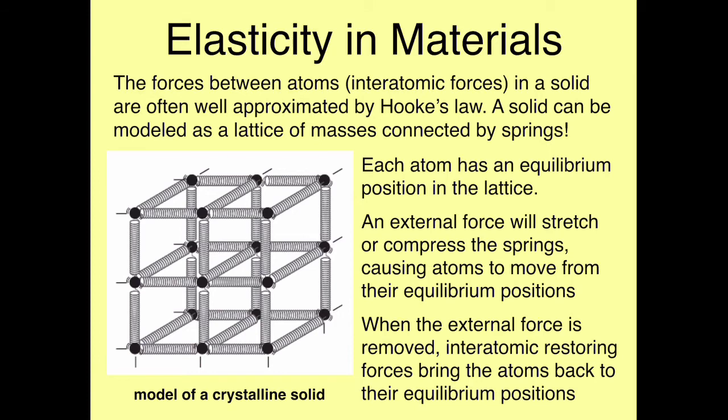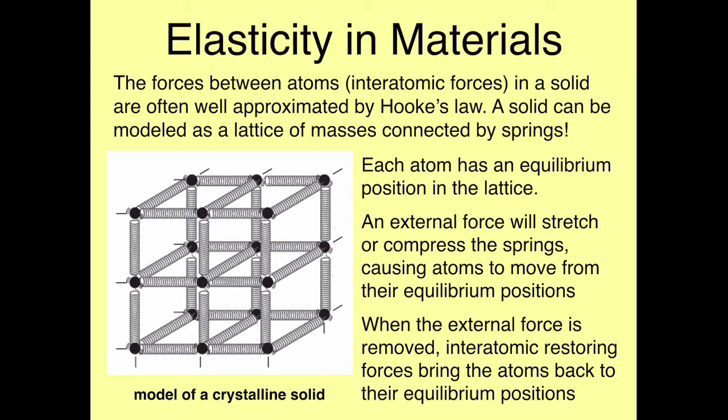So to understand this, take a look at the diagram on the slide here, which is a model of a solid. In this model, each atom in the solid is a mass, and to model the forces between the atoms, we pretend the atoms are connected by little springs. It's not as if there are literally springs connecting the different atoms, but the forces between the atoms are actually pretty well described by Hooke's law. So this model of a bunch of masses connected by springs does a really good job of describing a real solid. So what are some of the features of this model? Well, each atom has an equilibrium position. Okay, so it's the position it will have if there's no outside force applied.